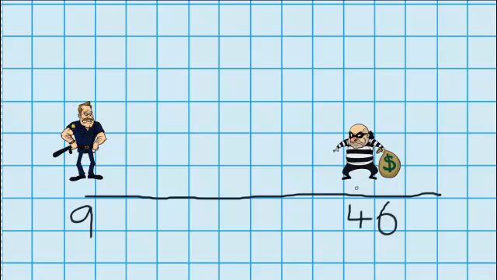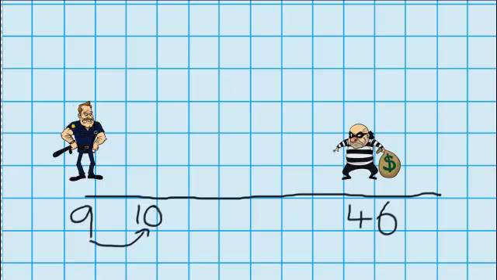Here you can see we've got a number line. In fact, we could imagine that this is a row of houses, and we've got a robber who is in house number 46 and a policeman who is looking for him, and he is in house 9. Well, I want to change my 9 so that it is a 10, just like we did in the addition. I'm trying to make a tidy number.